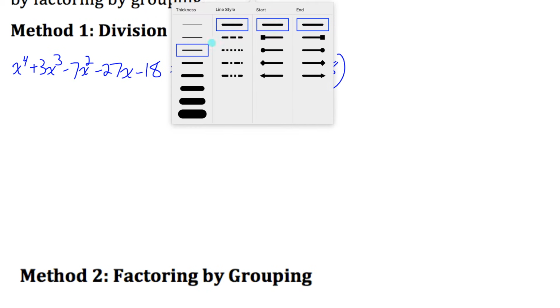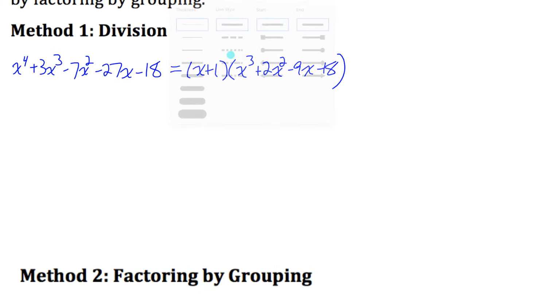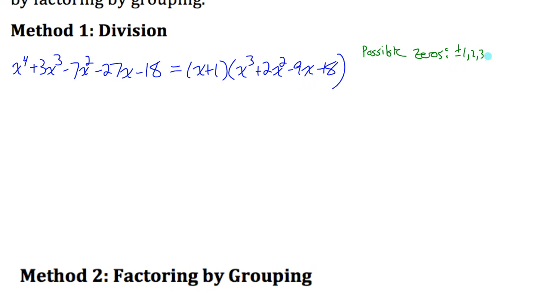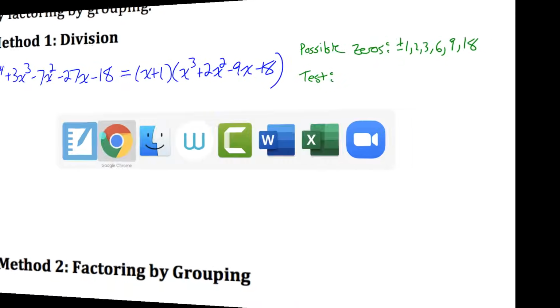So I would need to first figure out what the possible zeros of that are. So I will write possible zeros, and the possible zeros are factors of the constant term. So plus or minus 1, 2, 3, 6, 9, or 18. Okay, so now what I have to do is test which of those values will make this be 0. So once again, I'm going to get Desmos to test for me.